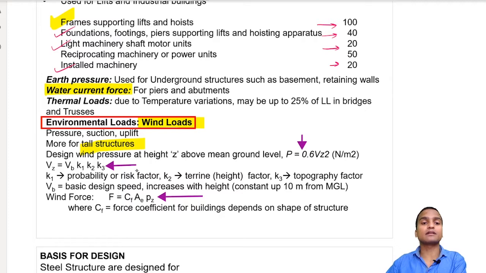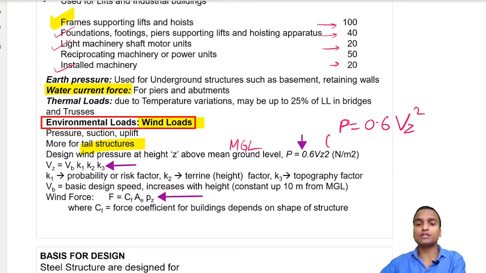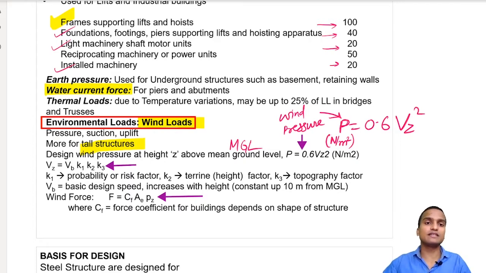Calculation of wind load becomes very important in case of high-rise buildings, because the wind speed increases with height, and the calculation of wind pressure at height Z above mean ground level. Mean ground level is also written as MGL, and this wind pressure P is equal to 0.6 Vz square. P is the wind pressure and the unit of wind pressure is Newton per meter square. Vz is the speed of wind. How do we calculate the velocity of wind Vz? So Vz is calculated here and the formula is Vz is equal to Vb times K1 into K2 into K3.